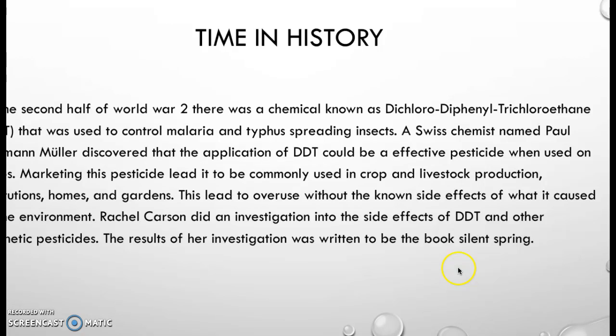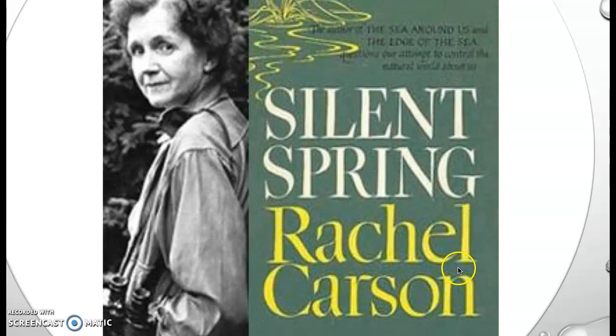Rachel Carson did an investigation into the side effects of DDT and other synthetic pesticides. The results of her investigation were written into the book titled Silent Spring. This is a picture of the book Silent Spring and a picture of Rachel Carson right next to it.